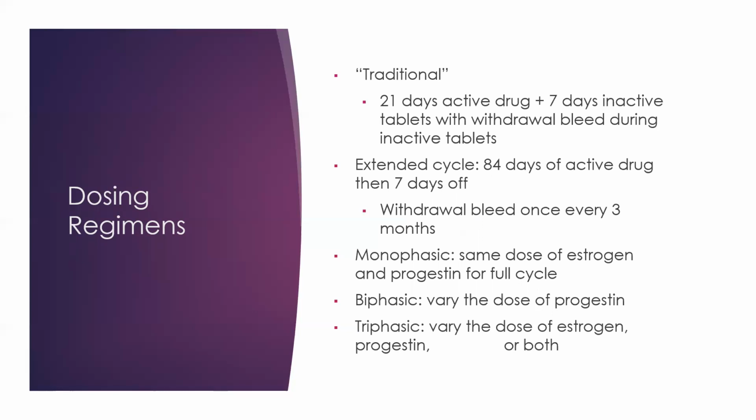So several brands are available with only 21 active pills. Some of them will take no pill for 7 days when withdrawal bleeding occurs. We've got several products that offer extended menstrual cycling. So Seasonale contains active pills for 84 days and then 7 off pills. So they only have to have bleeding every 3 months.